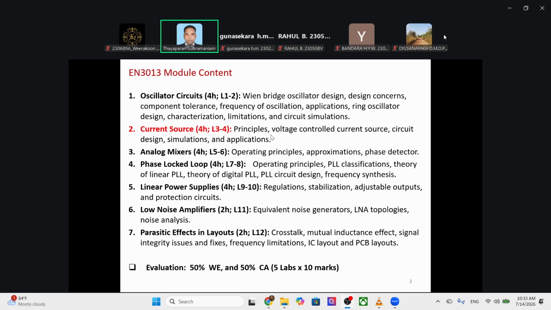So basically, principle, voltage control current source, circuit design, simulation, and application. Okay, so here there's no lab in designing current source, but in section 3 there's one lab. However, even though there's no lab, I strongly suggest I give you a homework, which is a design.